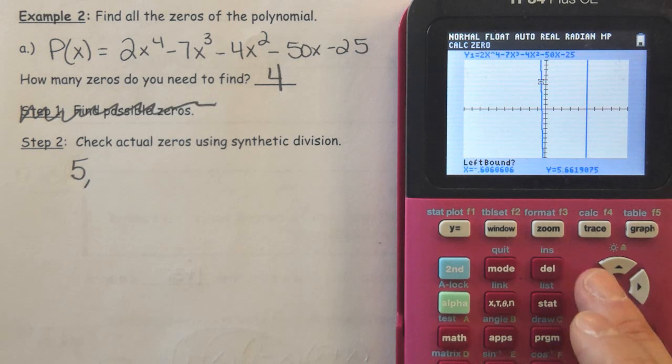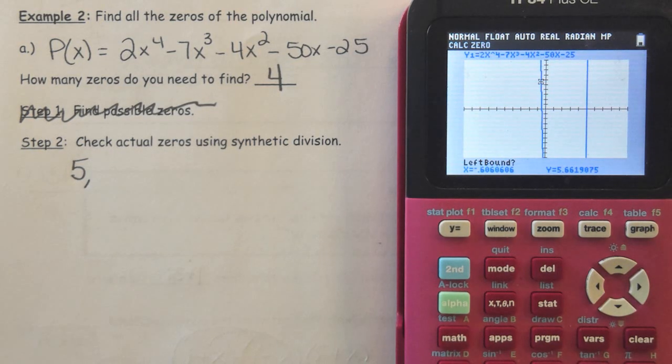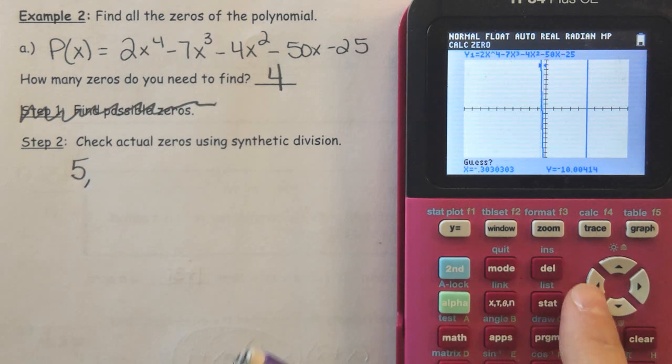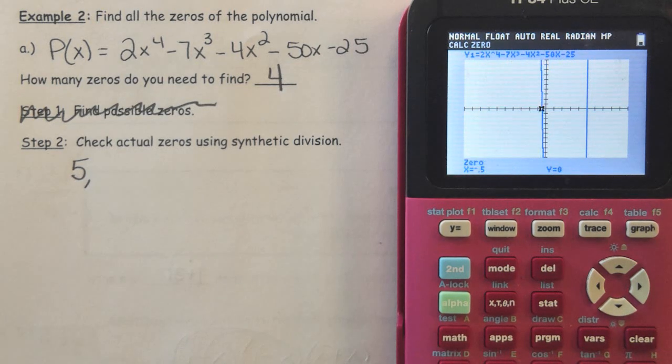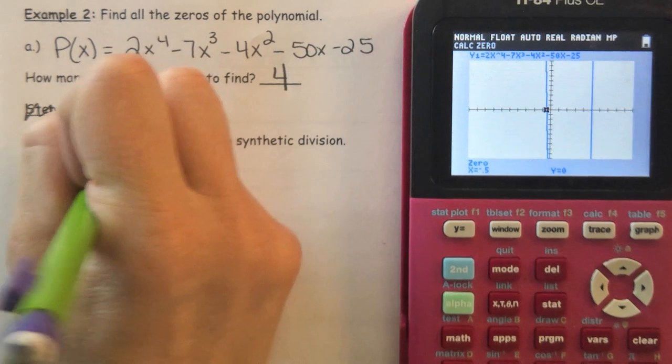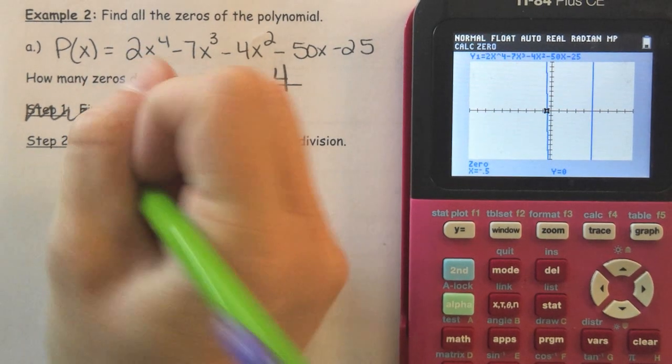Left bound, so I'm going to arrow up and to the left. Do you agree the blinky cursor is up and to the left? Yes, barely, but it's there. Okay, down and to the right. I'm going to go down here into the abyss. Down and to the right, and then it says yes, and that's about as close as I can get. Do we know that decimal? Yes, that is negative 1/2.